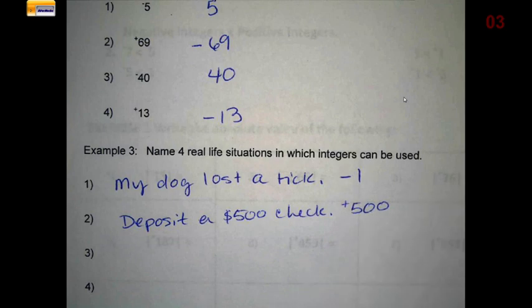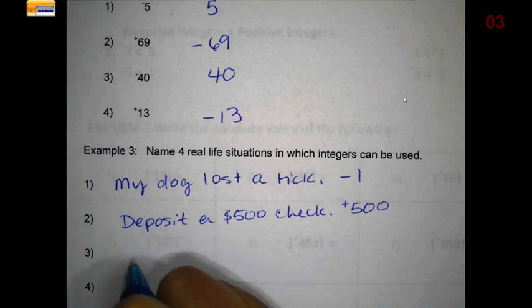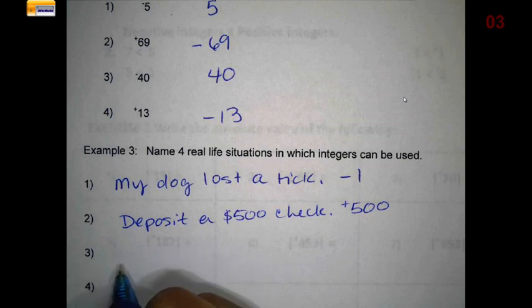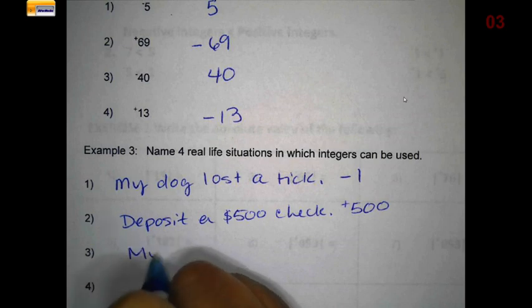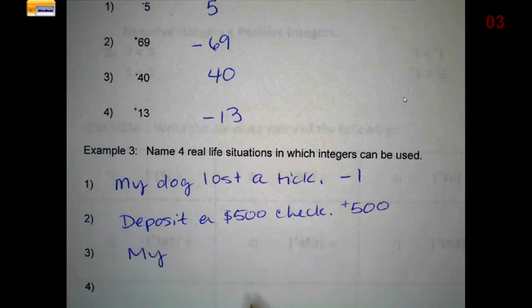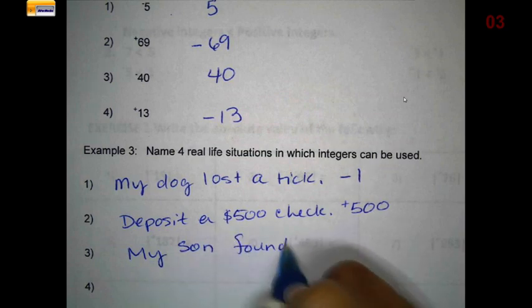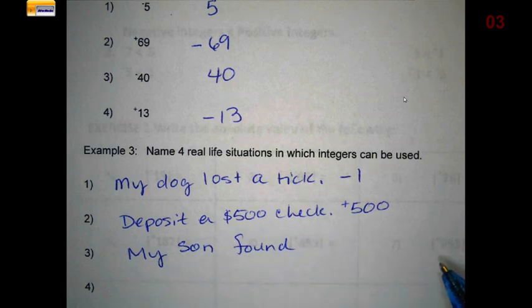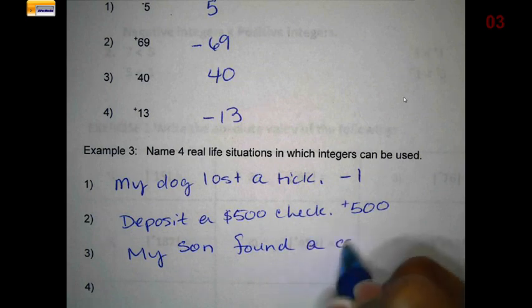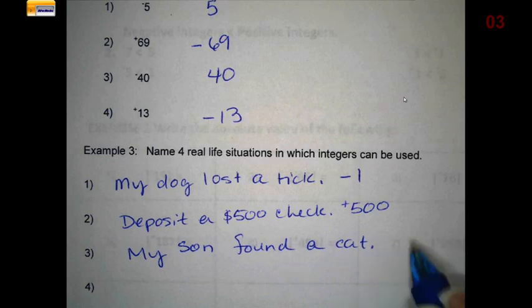Okay, and then give me 2 more. I need 2 more examples. Teresa, you got one? He found a what? C-O-T? Or a cat? Okay. You were having an animal thing going on. My son found. Is it 1 cat? Did he have kittens? Did she have kittens? Just 1? You were into 1 and you were into animals.